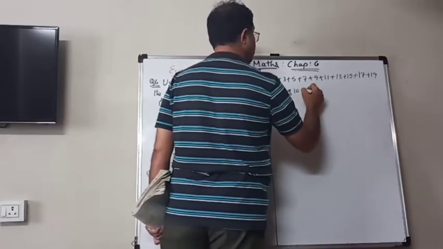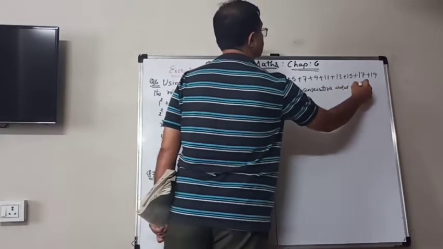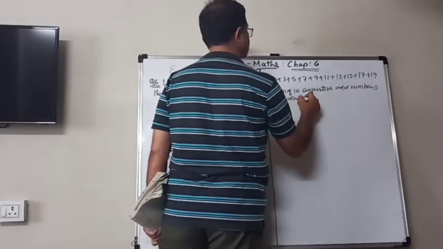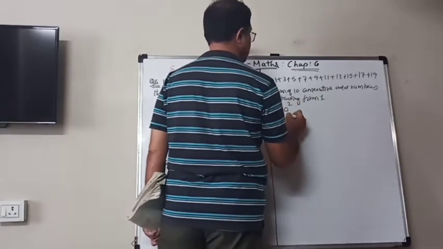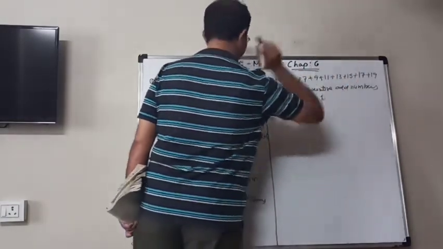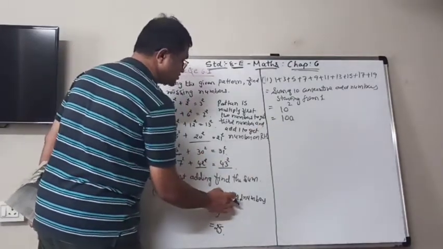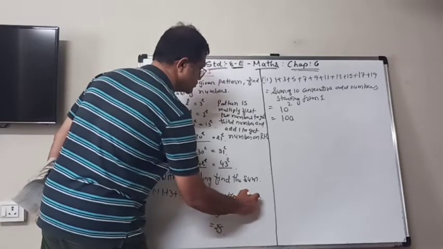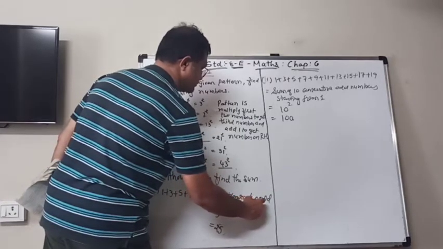10 actually consecutive odd numbers starting from 1. It means it is the square of 10. That will be 100. Right? So that will be the 100. Here also you should write down sum of 5 consecutive odd numbers starting from 1.